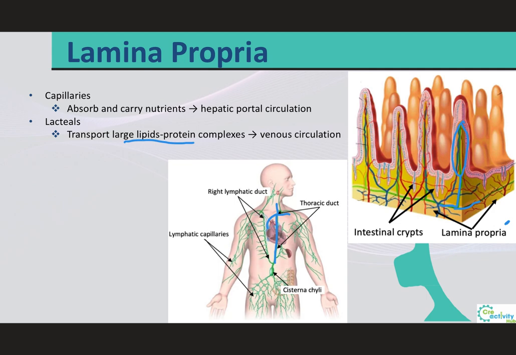whereas the end products of the digestion of carbohydrates and proteins enter the blood capillaries that are also present in the villi, as we see on this image represented here by the red and blue structures.